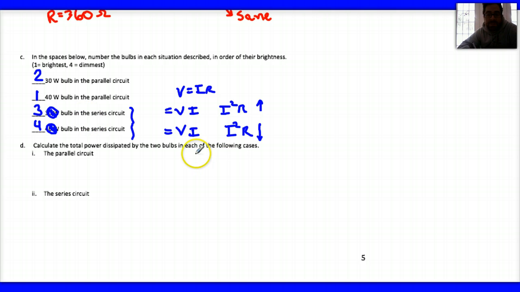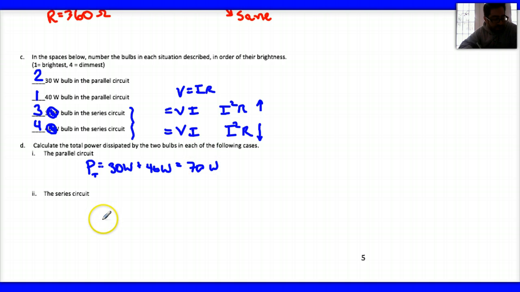The total power dissipated by the two bulbs in each of the following cases. Parallel circuit's quite simple. I simply add those two powers together. The total power in the circuit is simply the power of bulb number 1, which is 30 watts, plus the power of bulb number 2, which is 40 watts. No problem, I got 70 watts here.